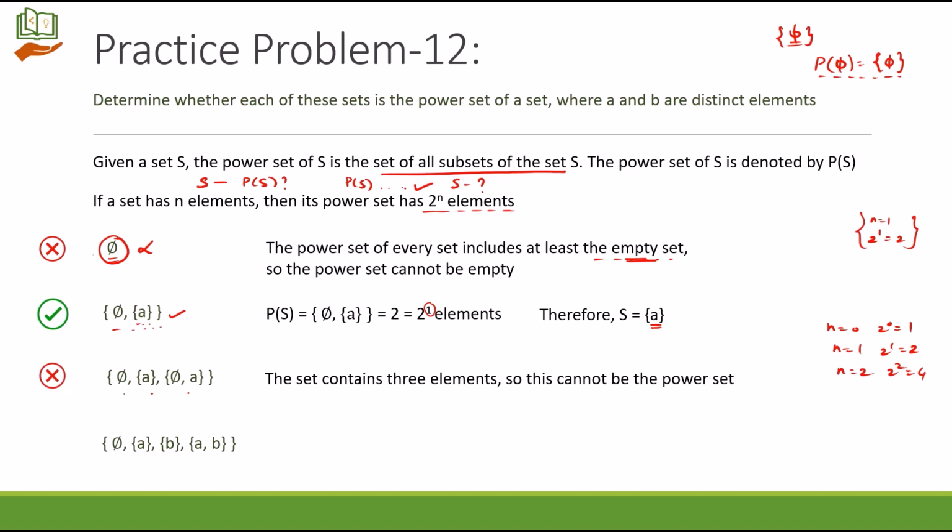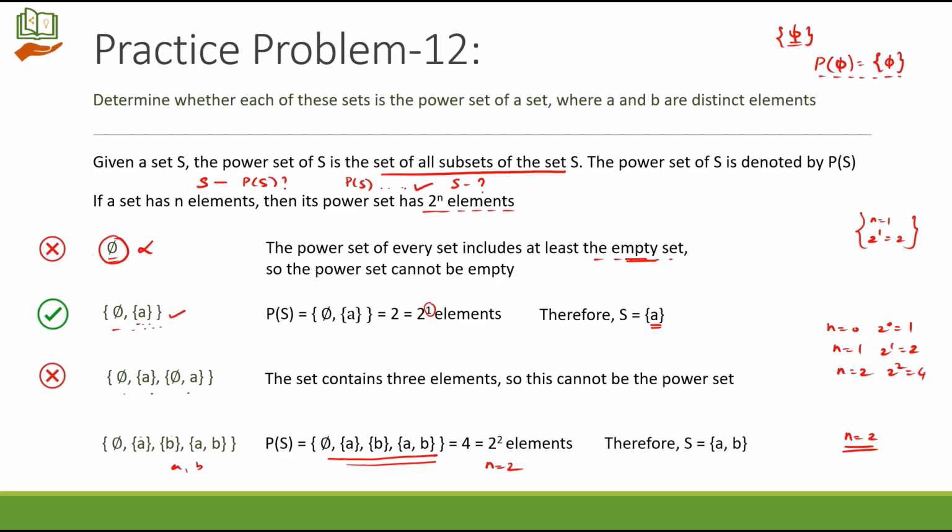What about the last one? There are actually 4 elements involved. 4 means the value of n should be 2. It means 2 elements have to be involved here. So if we take A and B as the elements, we have A separately, B separately, A and B together, and the null element, all present. This is definitely a power set. What are the 2 different elements here? A and B. So this is also a power set.